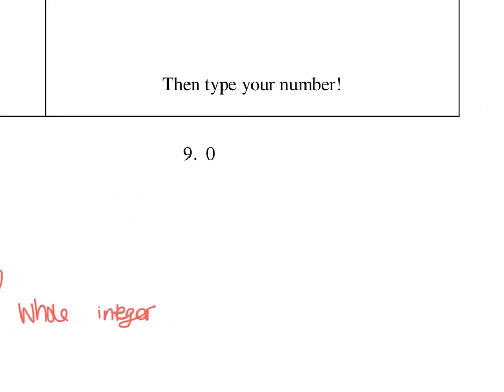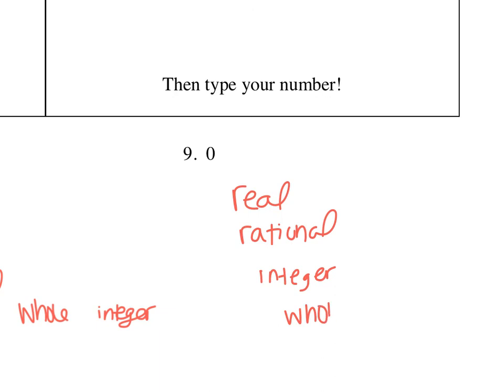Last number is 0. We know 0 is real. We know 0 is rational because 0 over 1 is 0. We know it's an integer because, remember, it's the negatives and the positives. And last but not least, we know it is a whole number. It is not a natural number because 0 is not included in the natural numbers.